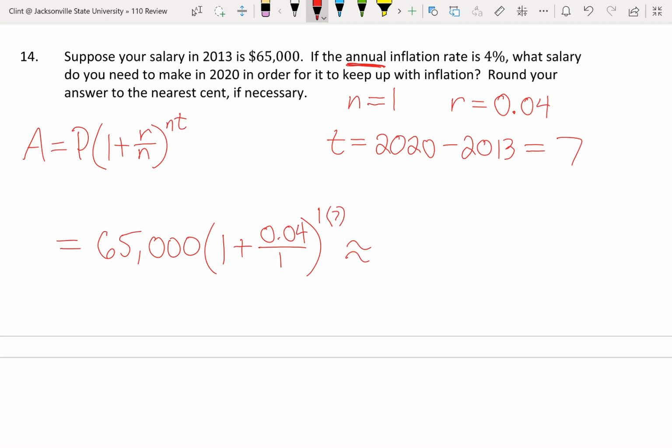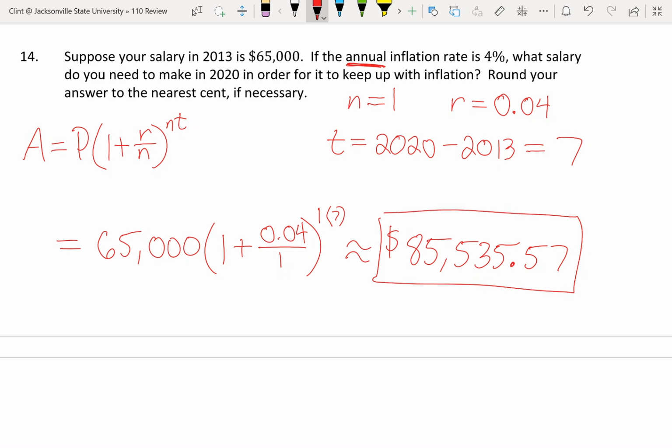So let's see. Now I get $85,535.57. So that part's kind of tricky on that one because it's annual inflation, so N is 1. Question on that one? Keep hoping I'm not gonna have a question.